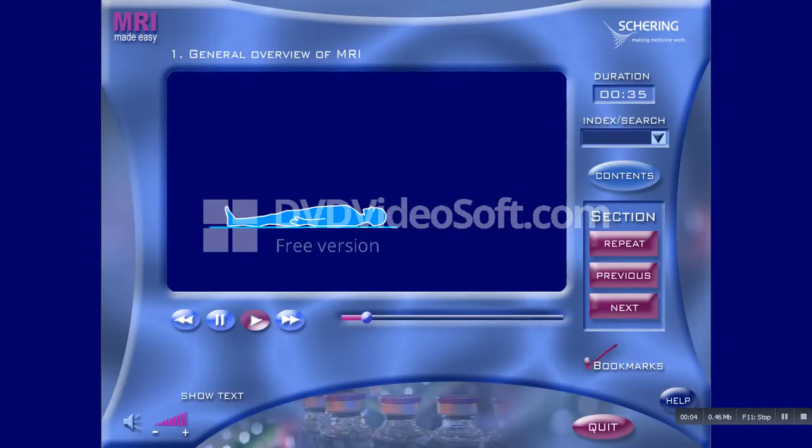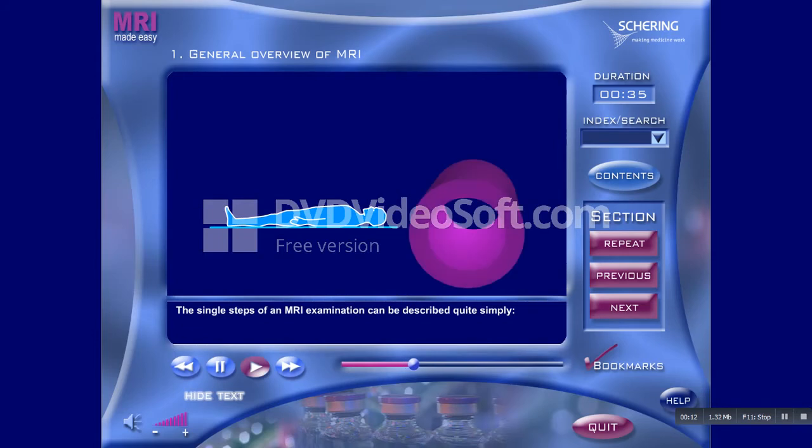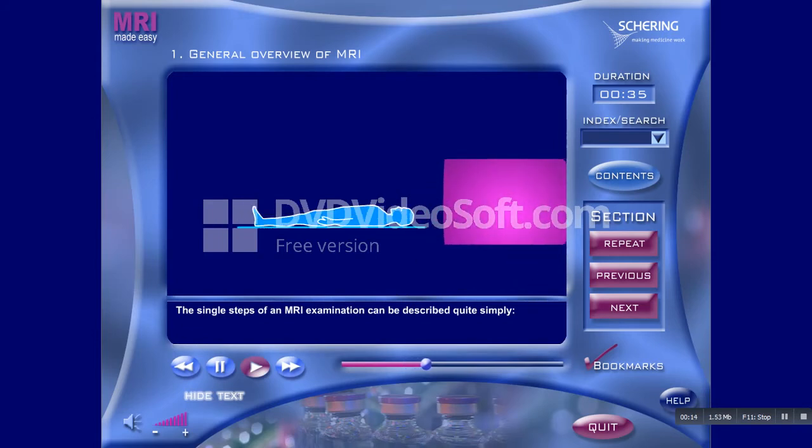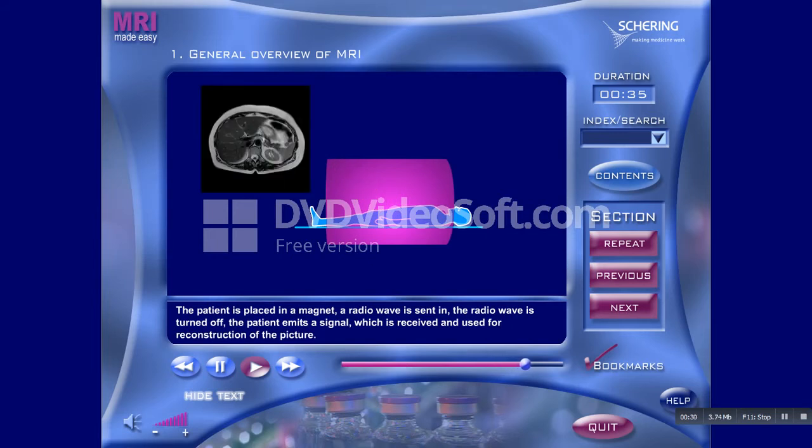Let's start with a general overview of MRI. The single steps of an MRI examination can be described quite simply. The patient is placed in a magnet, a radio wave is sent in, the radio wave is turned off, the patient emits a signal, which is received and used for reconstruction of the picture.